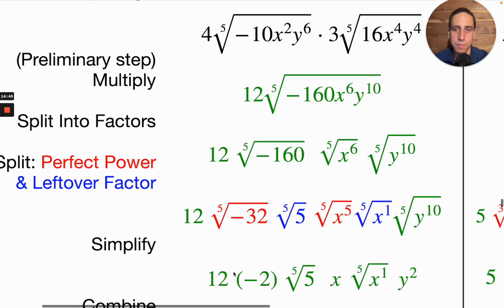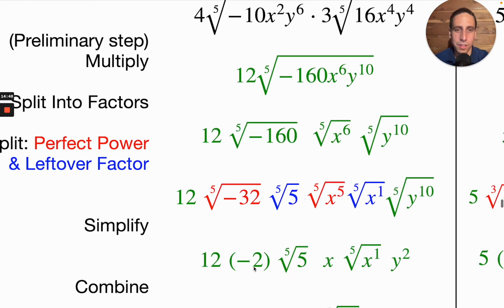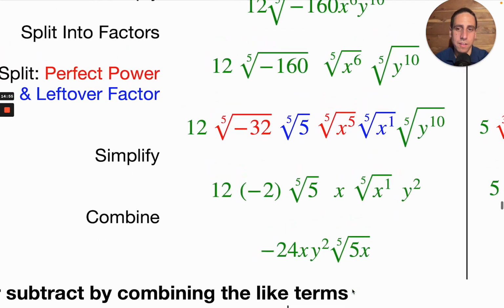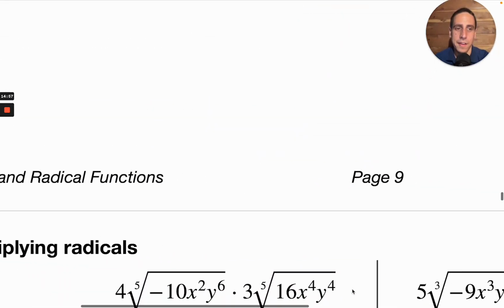Bringing the 12 down for the ride, you can actually combine the 12 and the negative 2 to get negative 24 x y squared. And then combining the fifth roots, you just get 5x at the very end. And that's what we get there.